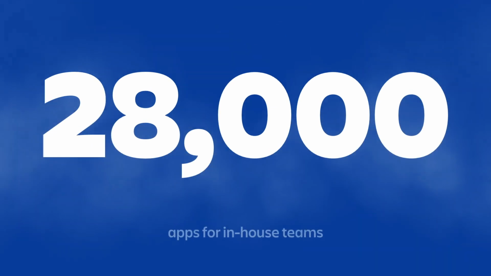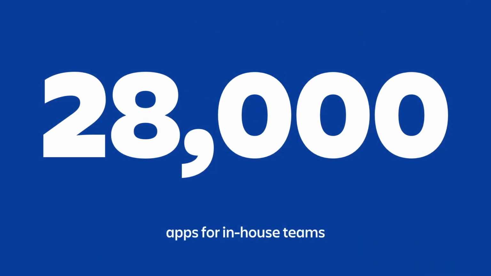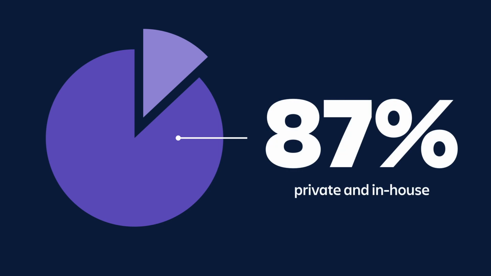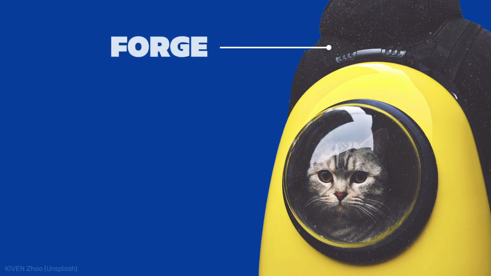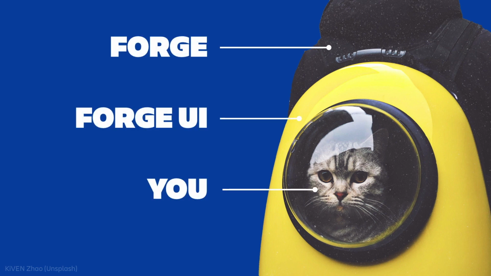One of the biggest strengths of Atlassian's product suite is that teams have built over 28,000 apps for their own Atlassian instances. That's 87% of all apps, private, custom integrations that sit inside companies to help you bring our products to meet your needs. The main thing Kang and I want you to take away today is that we handle all the complexities for you. Forge UI has got you covered.